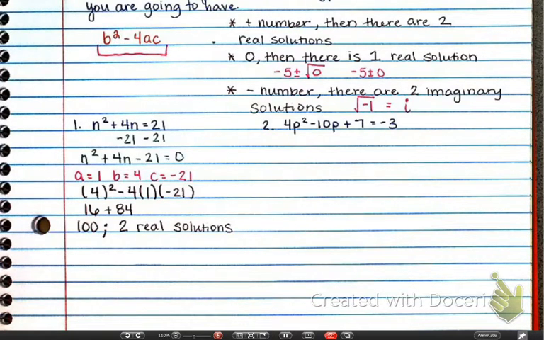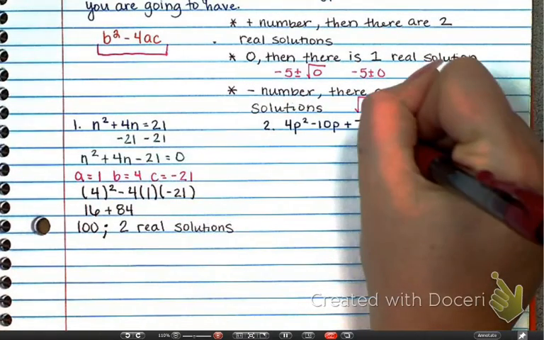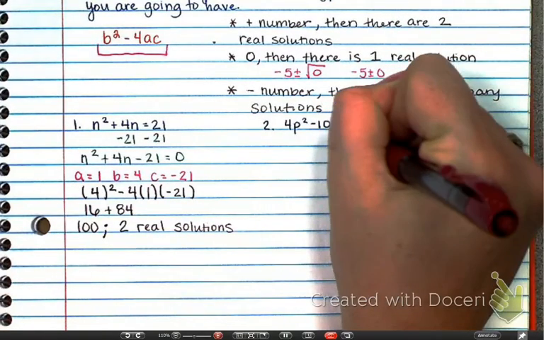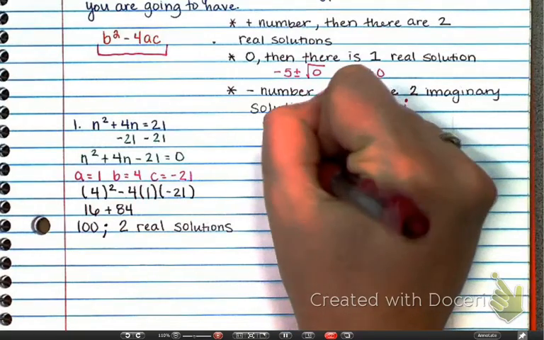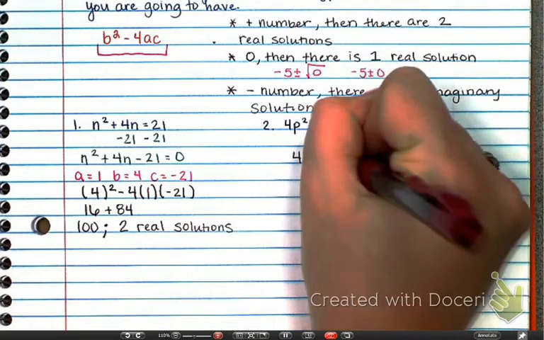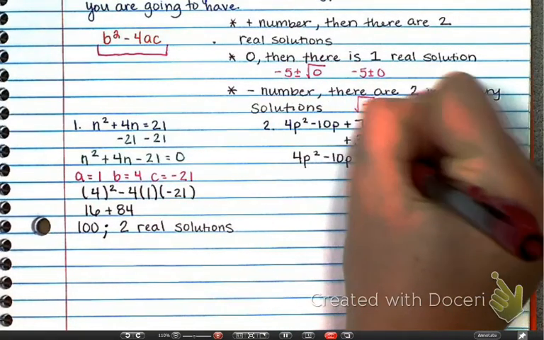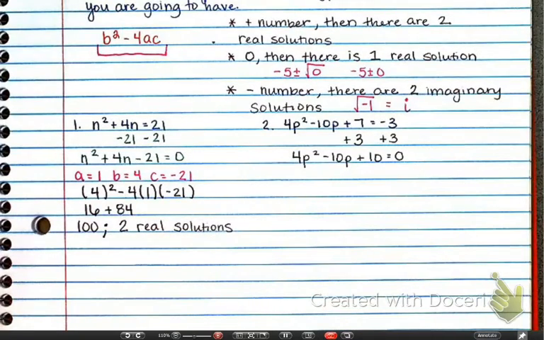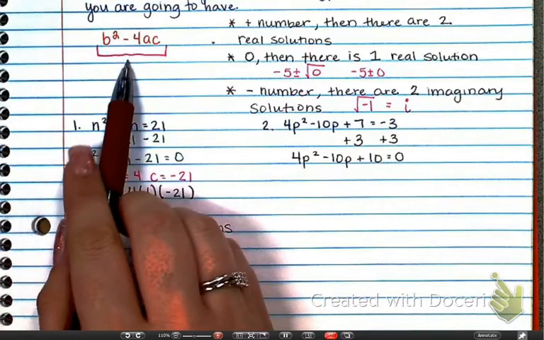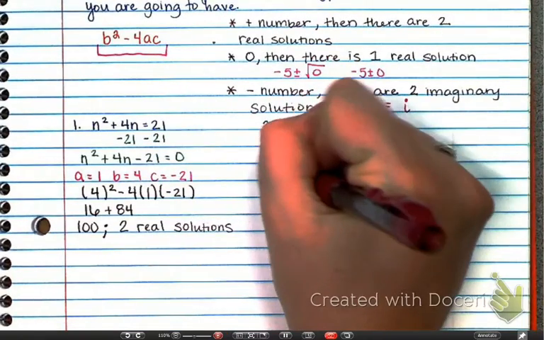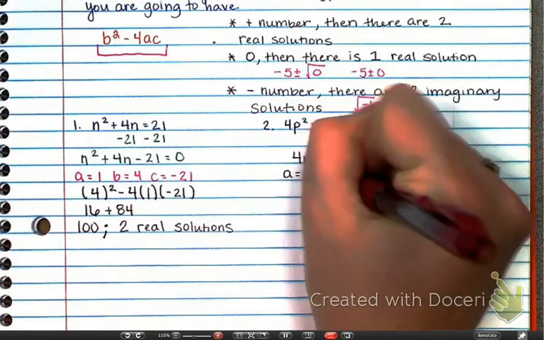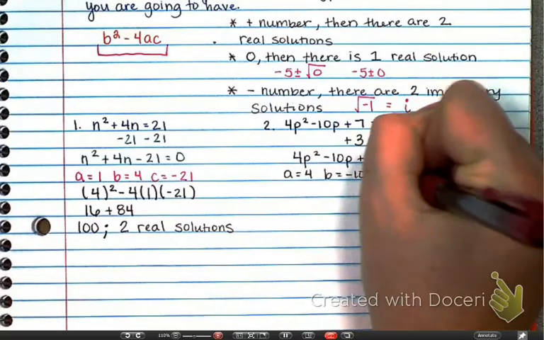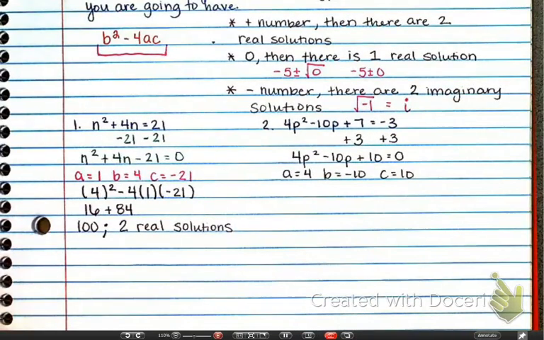So again, before I can do anything, it has to be in standard form. In order to get it in standard form, I'm going to add 3 to both sides. So 4p squared minus 10p plus 10 equals 0. It's in standard form. In order to plug it in, I have to identify A, B, and C. So A is 4, B is negative 10, C is positive 10.